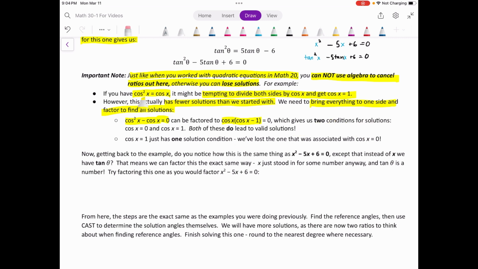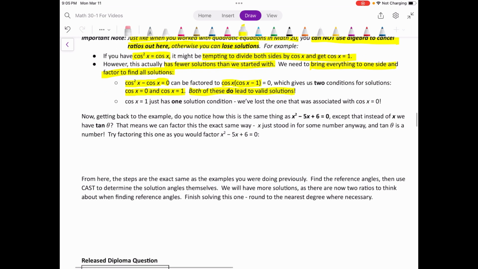This now gives us two conditions for solutions, right? When we divided both sides by cos x, we just got cos x equals 1. Now we can see that, oh, cos x could equal 1, sure, but it could also equal 0. Right? And then we would do our normal trigonometry stuff to figure out that, okay, well, if cos x equals 0, x could be 90 or 270. Cos x equaling 1, x could be 0, right? I'm assuming from 0 to 360, okay? Both of these do lead to solutions. In fact, this leads to two solutions. X could be 90 or 270, right? Or pi over 2 or 3 pi over 2. So by doing that there, we lost two solutions that we never would have known about, okay?